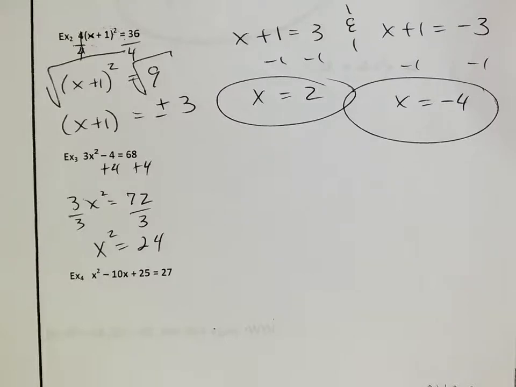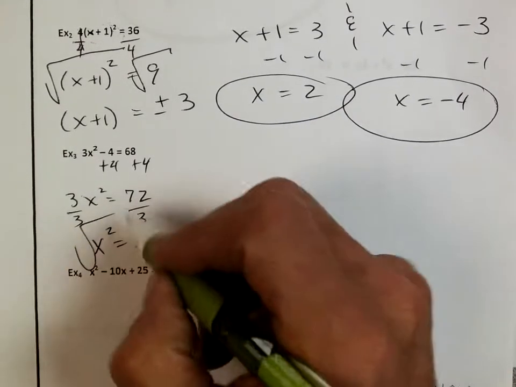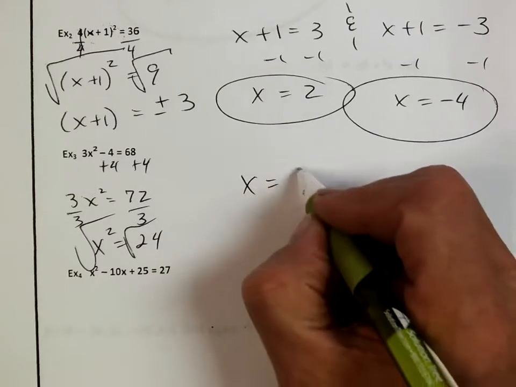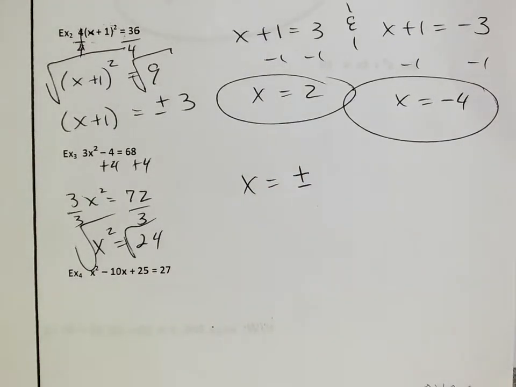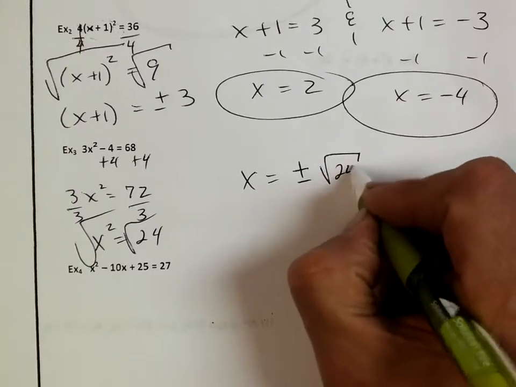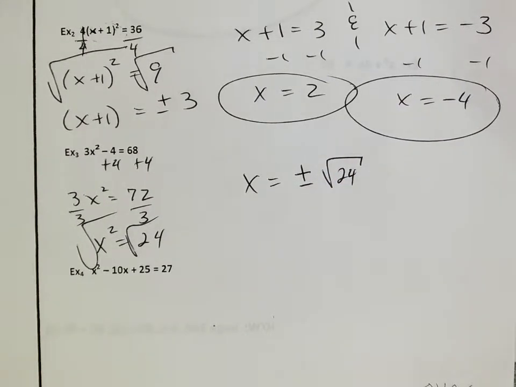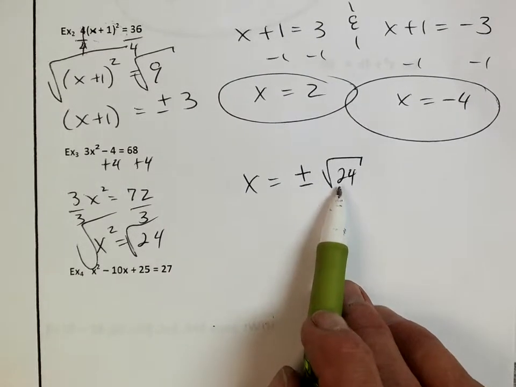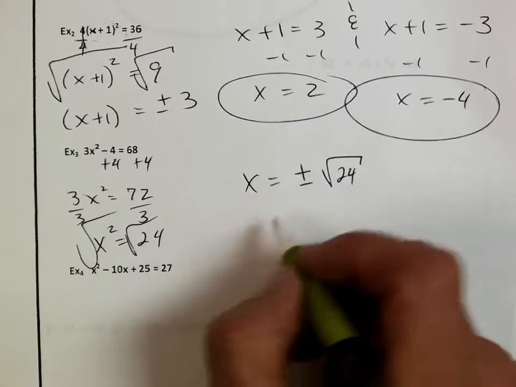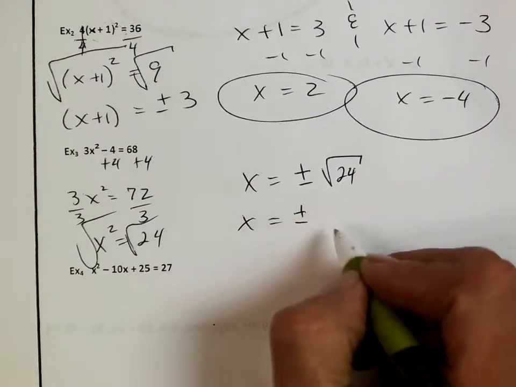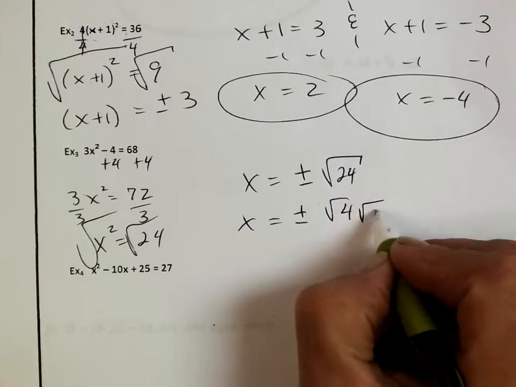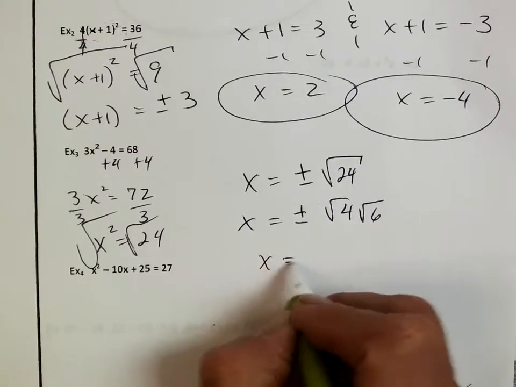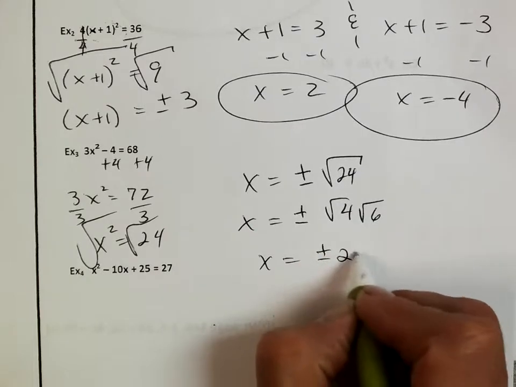So when I take the square root again, I'm going to have 2 answers. I have x equals plus or minus the square root of 24. Remember, 2 answers. And that answer is okay, but we can reduce it. Do you remember how we reduce square roots? So what times what makes 24? Ashlyn, what times what makes 24? How about 4 and 6? So x equals plus or minus square root of 4 times square root of 6. Square root of 4 is 2, so plus or minus 2 square root of 6.